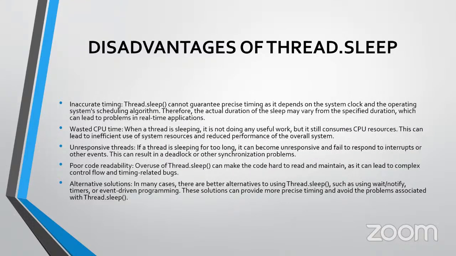We also have one disadvantage, which is poor code readability. Overuse of Thread.Sleep can make the code hard to read and maintain, as it can lead to complex control flow and timing-related bugs. And we have one last disadvantage here, which is alternative solutions. In many cases, there are better alternatives to using Thread.Sleep, such as using wait/notify, timers, or event-driven programming. These solutions can provide more precise timing and avoid the problems associated with Thread.Sleep. So here are some of the disadvantages of Thread.Sleep.